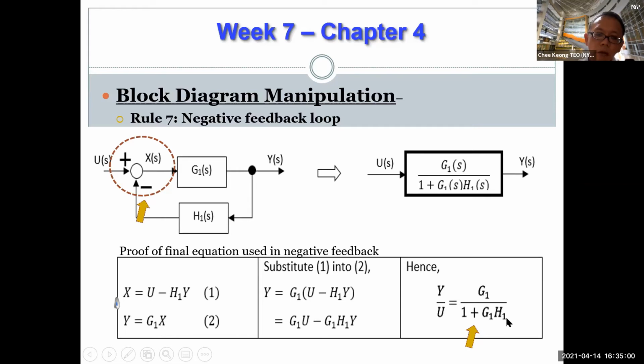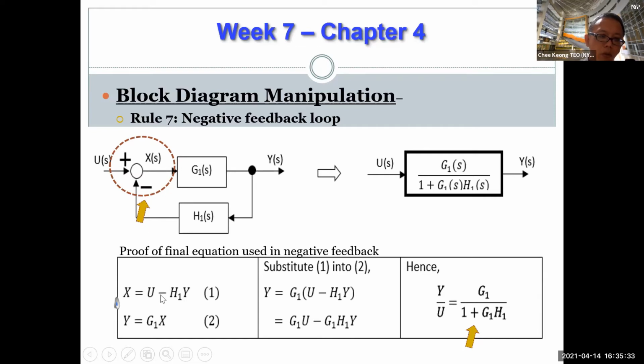G/1 plus G1H. Why is it so? The derivation here will teach you what this means, right? Nonetheless, it is really saying that you have a negative feedback path. If you have a minus here, here must be a plus. Now, let me try to solve this for you by using this to explain. X is actually the error, right? The error here. Now, X is basically U minus Y times H1.